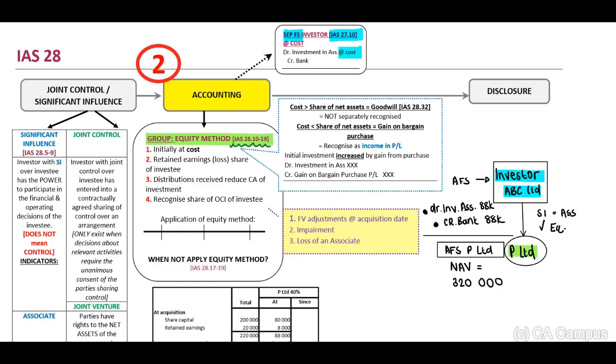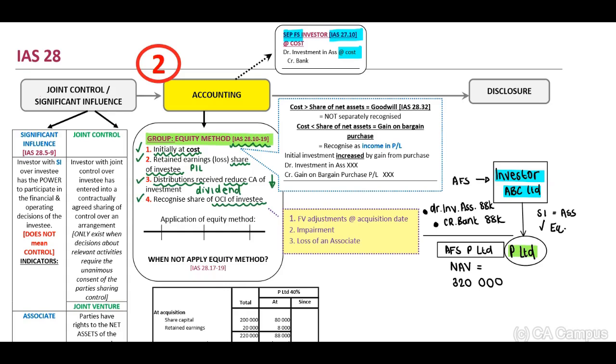In our group, equity method accounting, step 1, include the asset at cost initially. Remember, initially is on the date when they enter into this transaction or purchase the shares. Number 2, any retained earnings or loss, or profit or loss of your current year, should be recognized as share of the investee. I'm going to look at journals just now. Let's first work through the theory. Number 3, distributions received will reduce the carrying amount of the investment. Therefore, this will be your dividends. Number 4, recognize the share of any OCI of the investee.